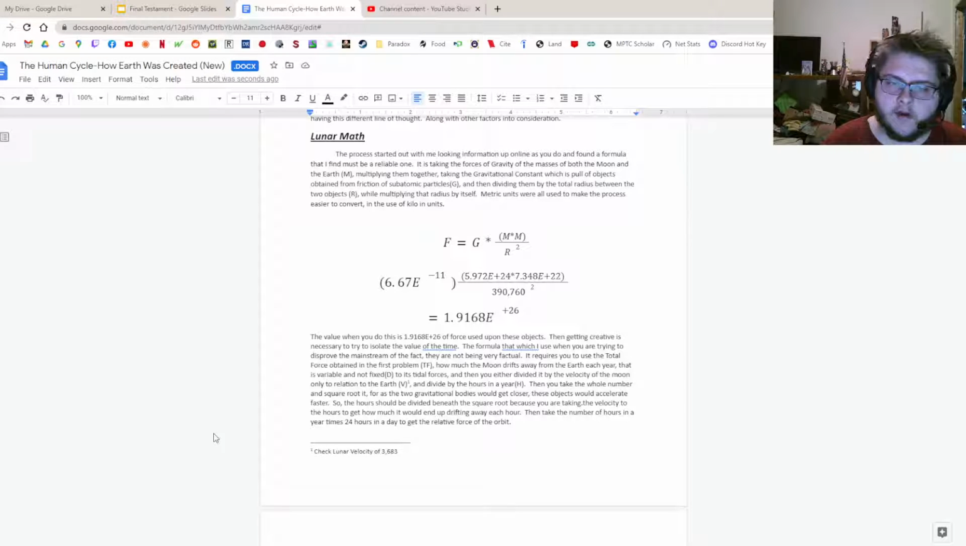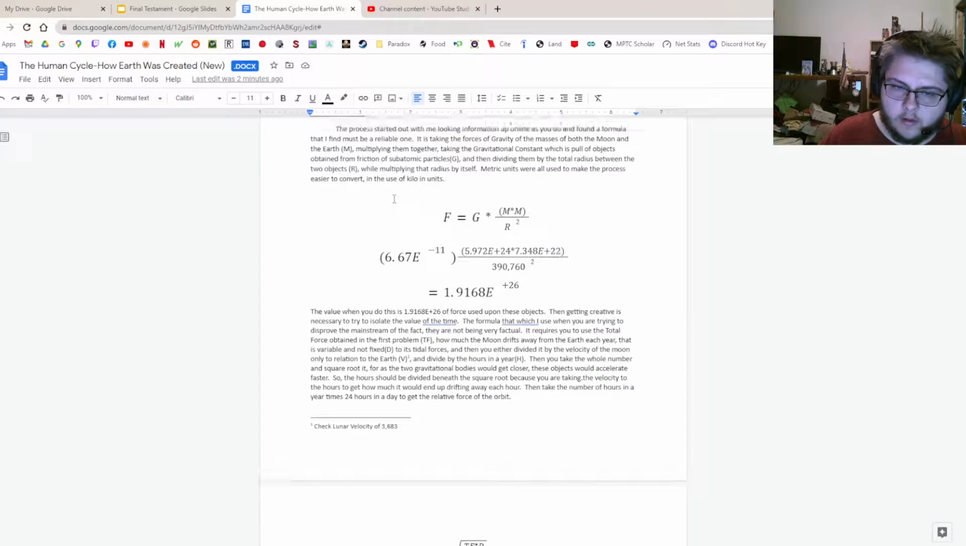Lunar Math. The process started out with me looking up information online, as you do, and I found a formula that must be a reliable one. It takes the forces of gravity of the masses of both the Moon and the Earth, multiplying them together, taking the gravitational constant, G, and then dividing by the total radius between the two objects, r, multiplied by itself, squared. Metric units were all used to make the process easier to convert.